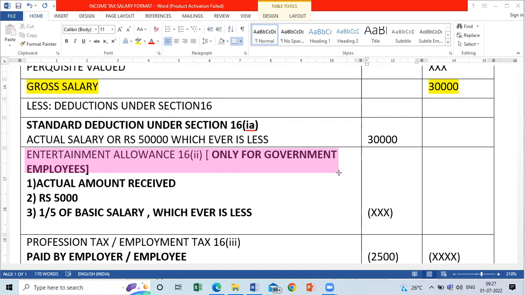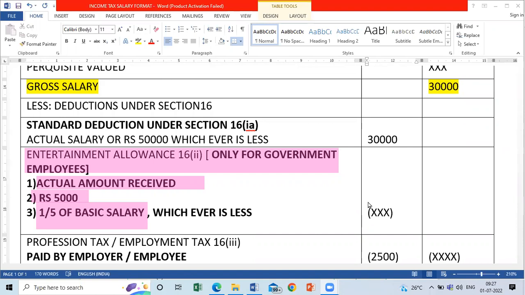कितना डिडक्शन है? 3 अमाउंट्स है. तीनों में से विच एवर इज लेस: एक्चुअल अमाउंट रिसीव्ड एज अलाउंस, ₹5,000, और थर्ड 1/5 of the basic salary. तीनों में से whichever is less will be taken in the outer column. Clear? And third deduction is for profession tax.